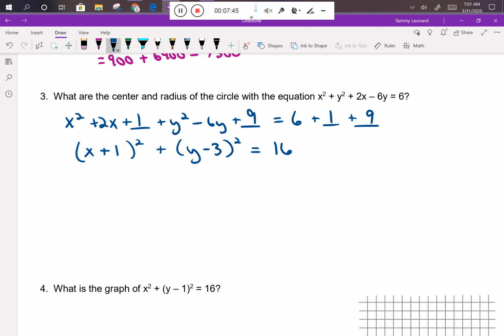And now I have the standard form for the equation of that circle in terms of conic sections, which will give me all the information I need. I can now see that the center is at negative 1, 3, while the radius is the square root of 16. So the radius has a length of 4. And that's all they wanted me to know.